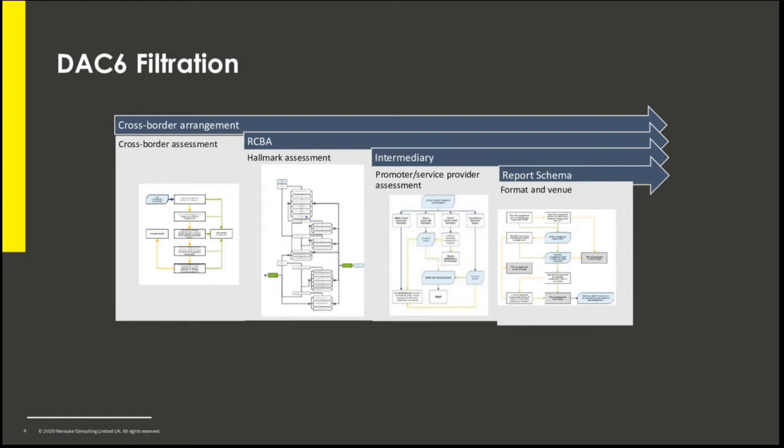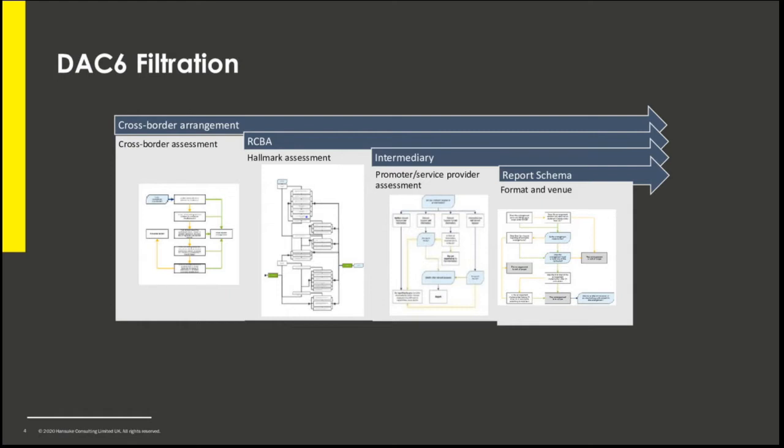Importantly, a service provider is not an intermediary and has no reporting obligations if it did not know or could not reasonably be expected to know that they were acting in respect of a reportable cross-border arrangement. So as you can see, there is a filtration process one needs to go through. And once you find that you do have an intermediary and there is a filing obligation, then you need to think about the reporting aspects.